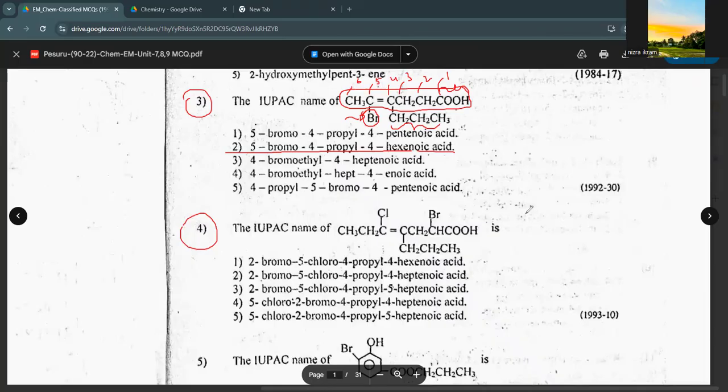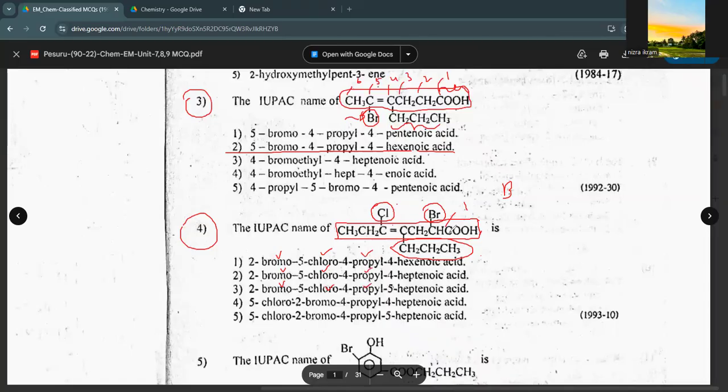Then the fourth one. So in the fourth one also you can see carboxylic acid is there. Then you have to take this chain because it has the double bond and the carboxylic acid. Then here 1. Then you can see second carbon has bromo. 2, 3, fourth carbon has a propyl group. Fifth carbon has a chlorine group and fourth carbon has the double bond. Now bromo, chloro, propyl. B should come first. Bromo. 2 bromo. Then 5 chloro. 4 propyl.